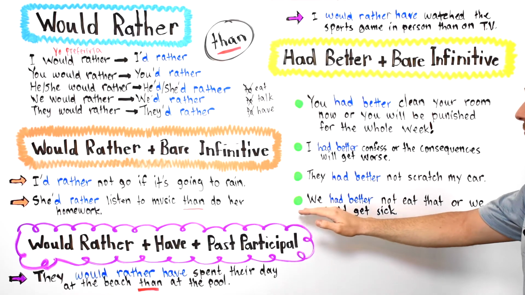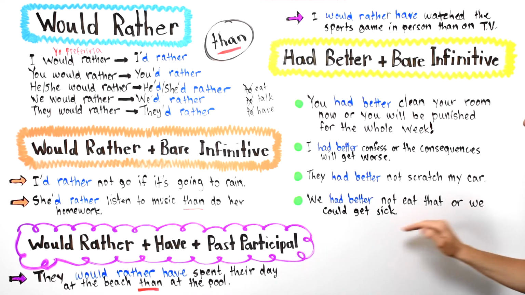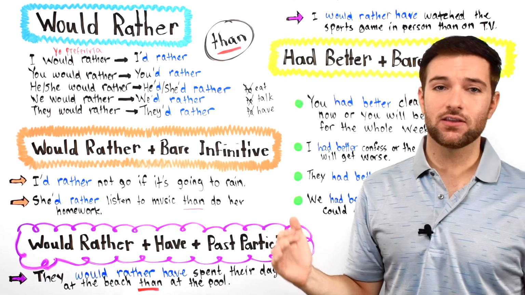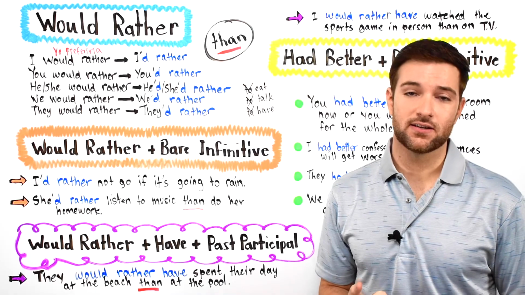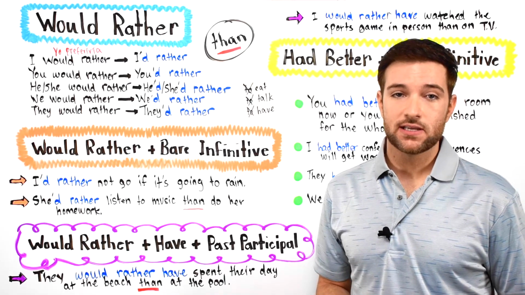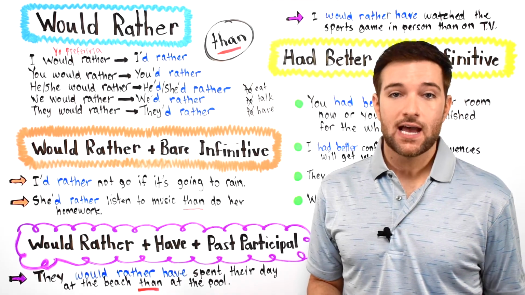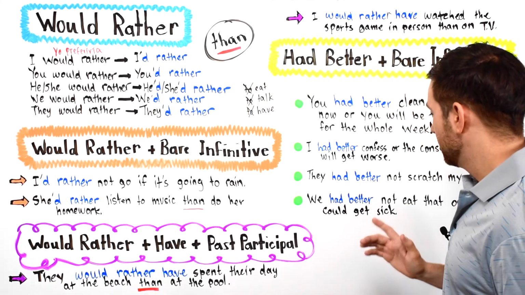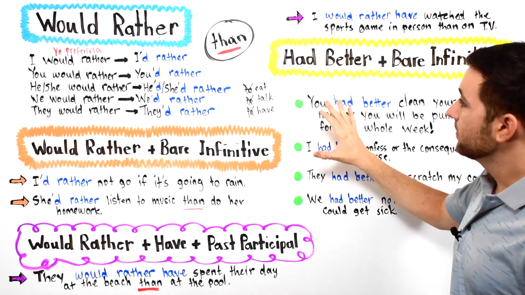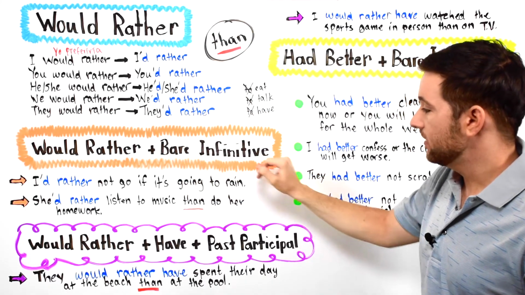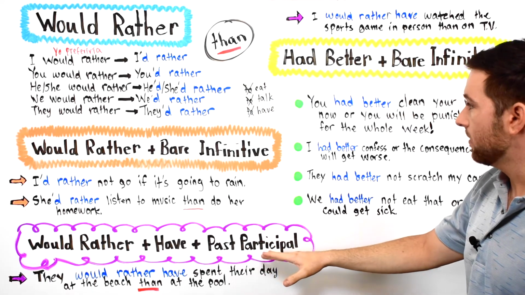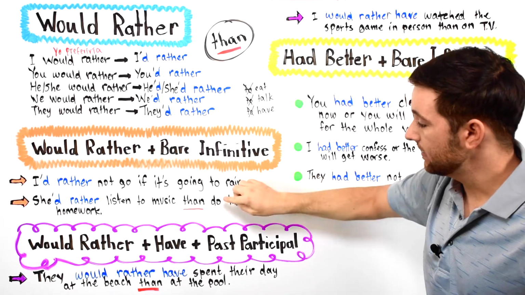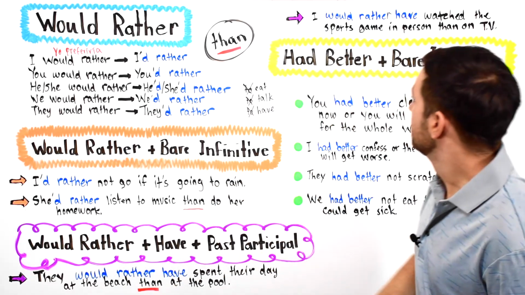Next we have, we had better not eat that or we could get sick. ¿Será mejor que no comamos eso o podríamos enfermarnos? Okay, or we could get sick. All right? So, that's everything with had better. Would rather, bare infinitive, would rather and have, and then past participle. Don't forget than, okay, which comes at the end of sentences.